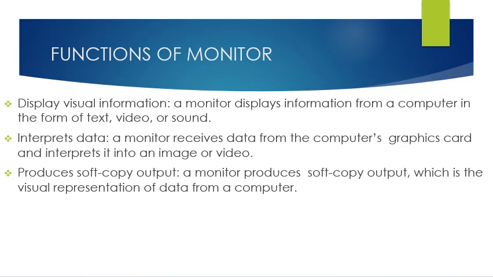So let's look at interpret data. A monitor receives data from the computer's graphics card and interprets it into an image or video. So without this graphics card, you will not be able to visualize images or videos on the screen of the computer system. Then we have produce soft copy output. As we said earlier, soft copy output is the process of visualizing images, write-ups, or text on the screen of a computer system. The visualizing refers to the process of viewing or watching those items.